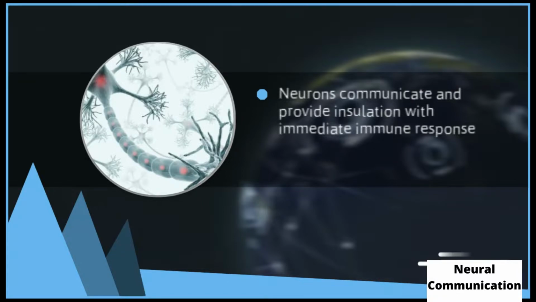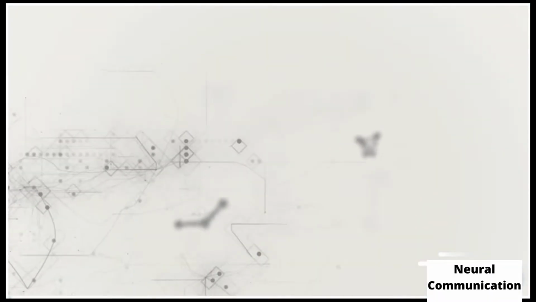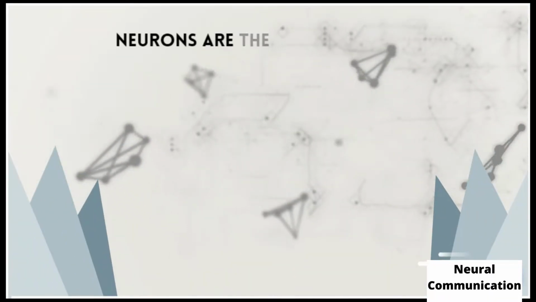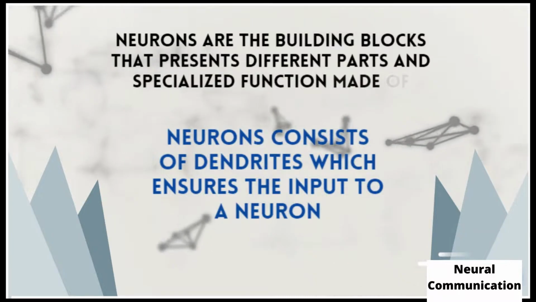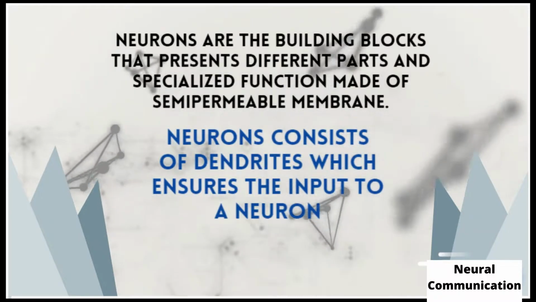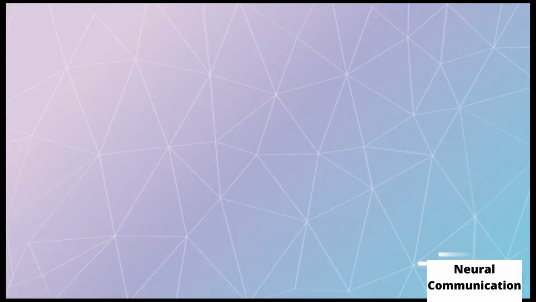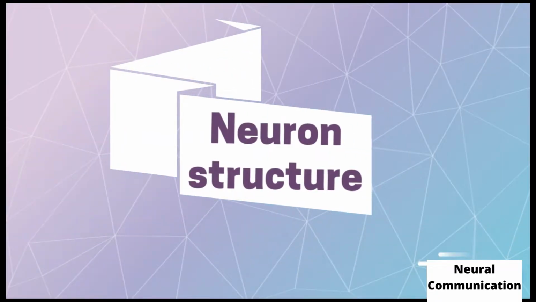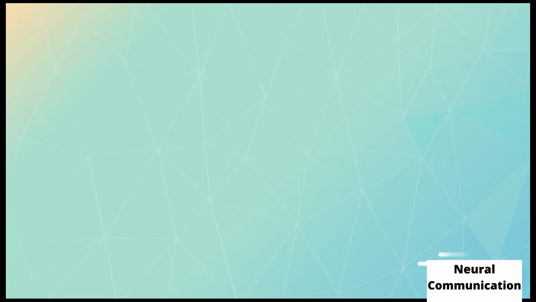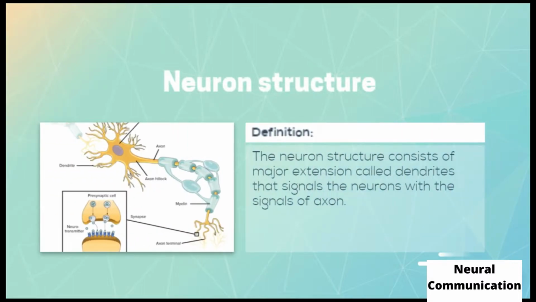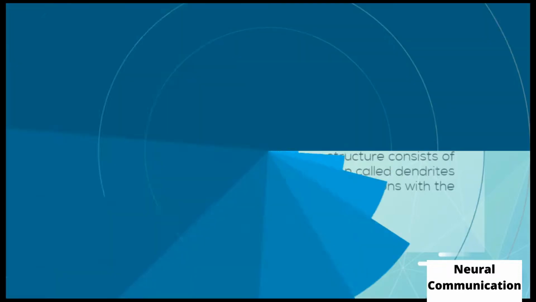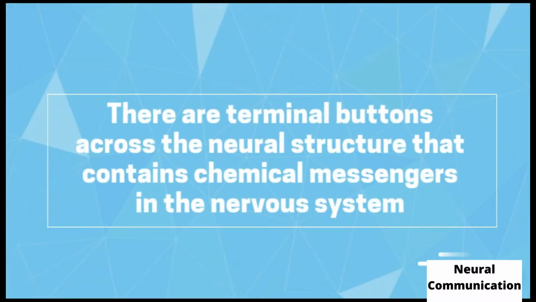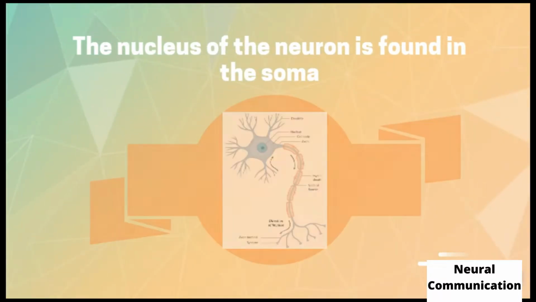Neurons are the building blocks, with different parts and specialized functions, made of a semipermeable membrane. Neurons consist of dendrites, which ensure the input to a neuron. Neuron structure: the neuron consists of major extensions called dendrites that signal the neuron, with the signals passing to the axon. There are terminal buttons across the neural structure that contain chemical messengers in the nervous system. The nucleus of the neuron is found in the soma.